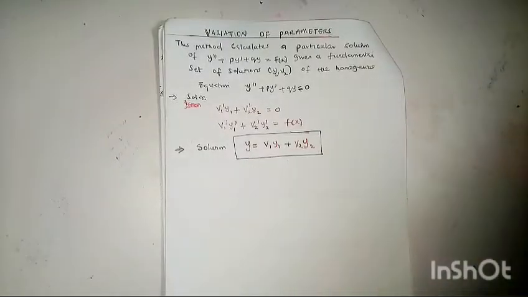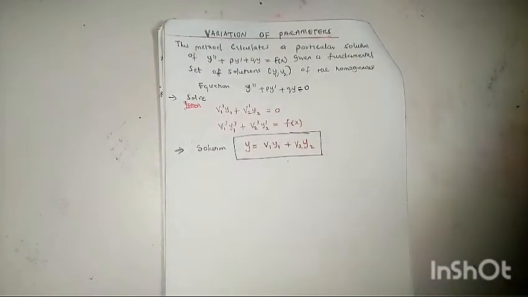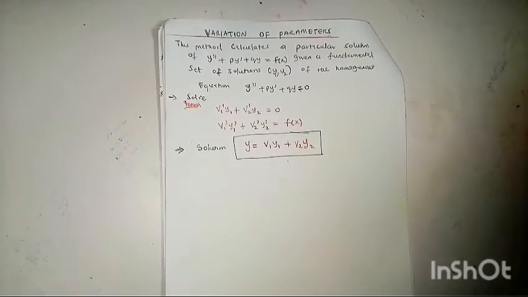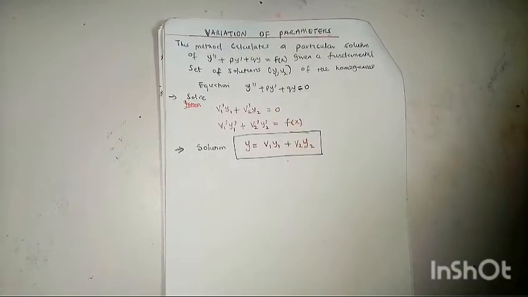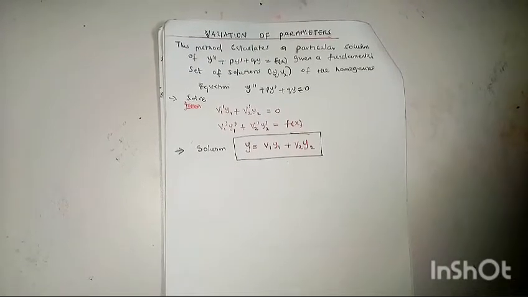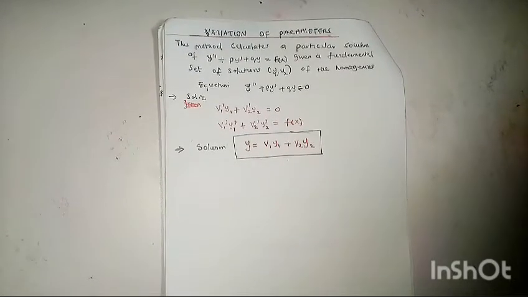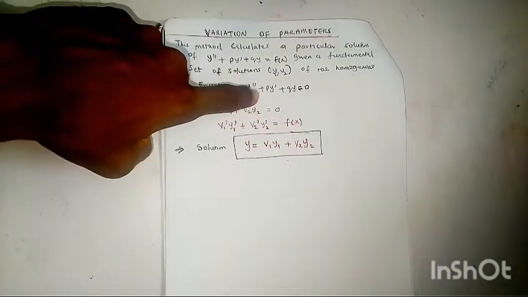So basically, we are going to be looking at how to solve variation of parameters. This method calculates the particular solution, or we can call it the particular function, of the differential equation. In this method, we'll be given two of the solutions of the homogeneous differential equation.